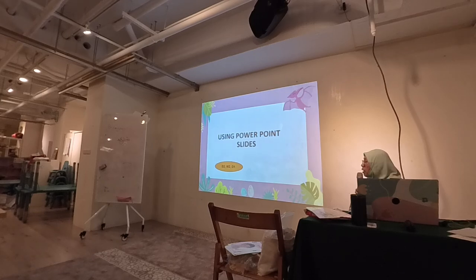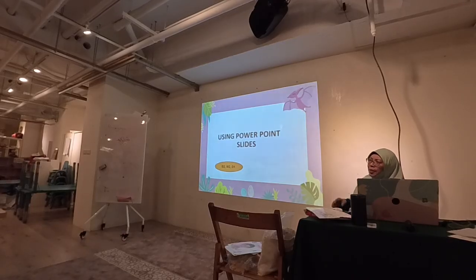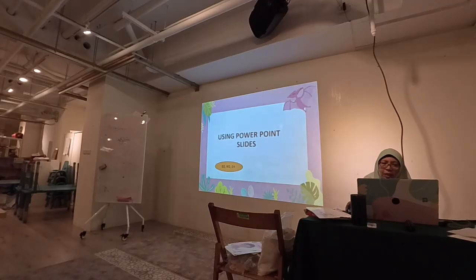So now using PowerPoint slides. The good thing about using cards is that after that you can give the cards to the children, and they can do other activities. If you feel that some of them still haven't got the words, you do other activities. That's the advantage of using cards.